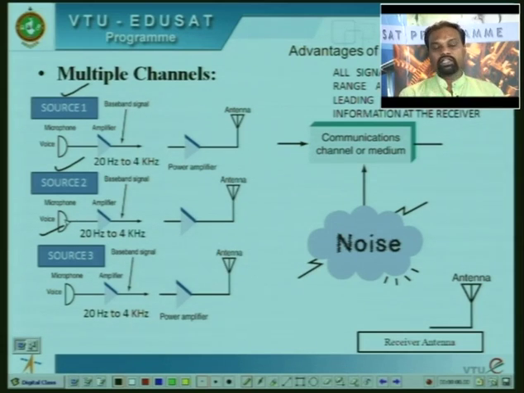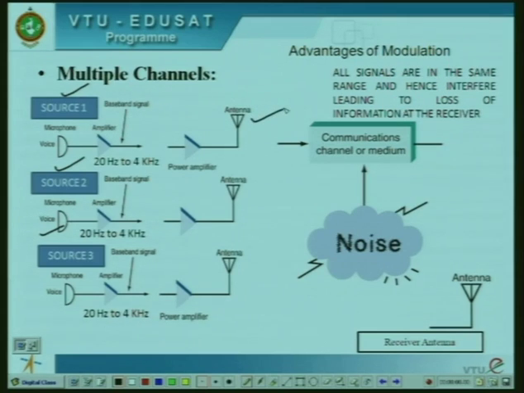Now, this signal at 20 to 4 kilohertz is amplified by an amplifier and given to an antenna for transmission. Once you transmit this data without modulation directly onto a channel, let us see what would happen. The signal coming from this antenna is going to be 20 to 4 kilohertz. The signal coming from this antenna is also going to be 20 to 4 kilohertz. The signal coming from this antenna is also going to be in the 20 to 4 kilohertz range.